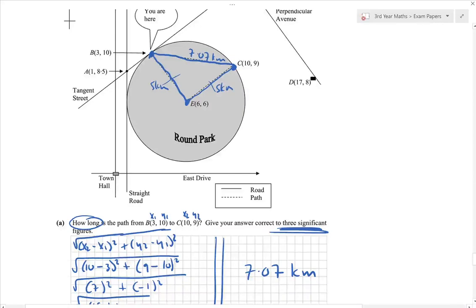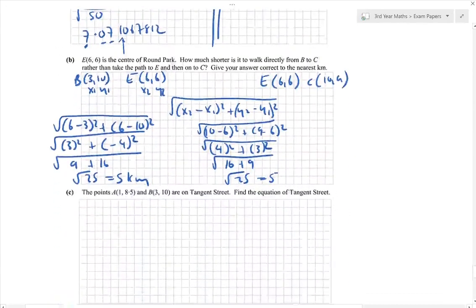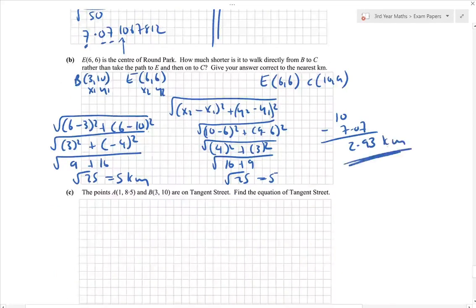So how much shorter is it from going from B to C than from going B to E and E to C? So just subtract the difference. So it's going to be 10 minus 7.07, which gives me 2.93 kilometers. Now, although you have the hard work done in these two pieces, you will not get full marks. So you will lose, if that was worth 10 marks, you'd lose 3 marks for not doing that part. So always go back and see if you answered what you were asked. And it said, give your answer to the nearest kilometer. So you actually have to write that to the nearest kilometer. So that is 3 kilometers. Okay.